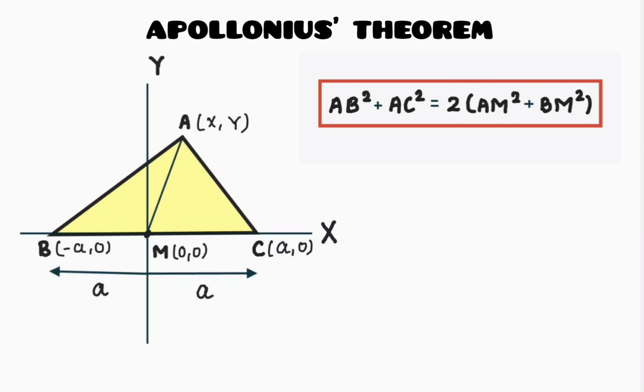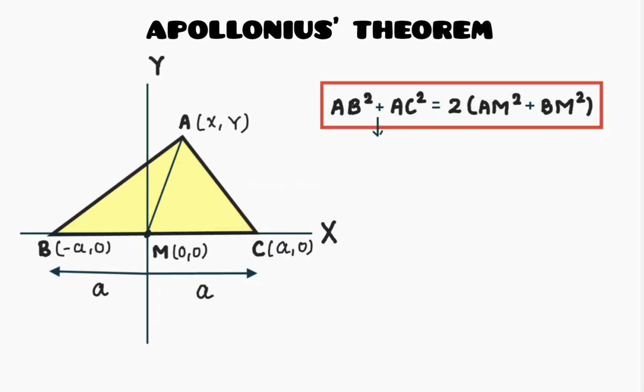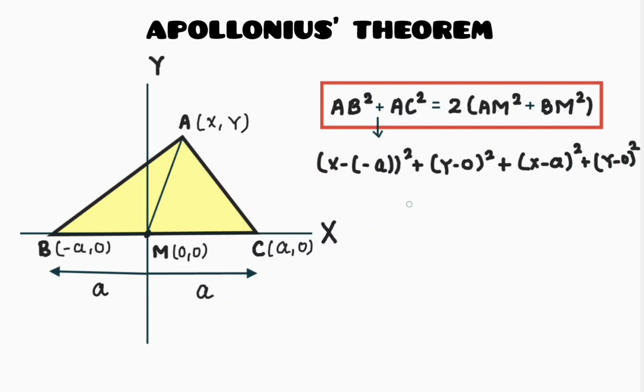Coming back to the equation, left hand side is AB square, that means x minus a whole square plus y minus 0 whole square. AC square is x minus a whole square plus y minus 0 whole square. This gives twice of x square plus y square plus a square.